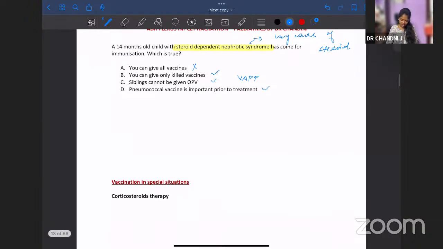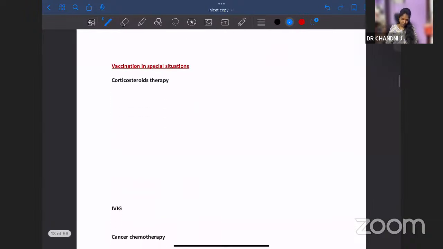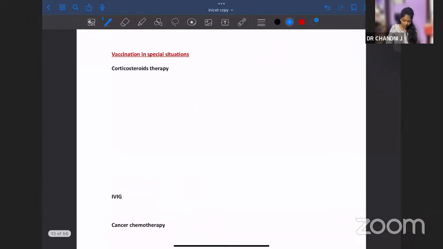Now coming to vaccination in special situations. Corticosteroid therapy. So when will you consider not to vaccinate in corticosteroid therapy? When the dose of the oral steroid is more than 2 mg per kg per day or more than 20 mg per day and taking for more than 2 weeks. Clear? 2 milligram, 20 milligram per day, 2 weeks. If a child is taking steroid for only 5 days, it doesn't mean you have to not vaccinate. Only if this criteria is met, you will not give vaccine.